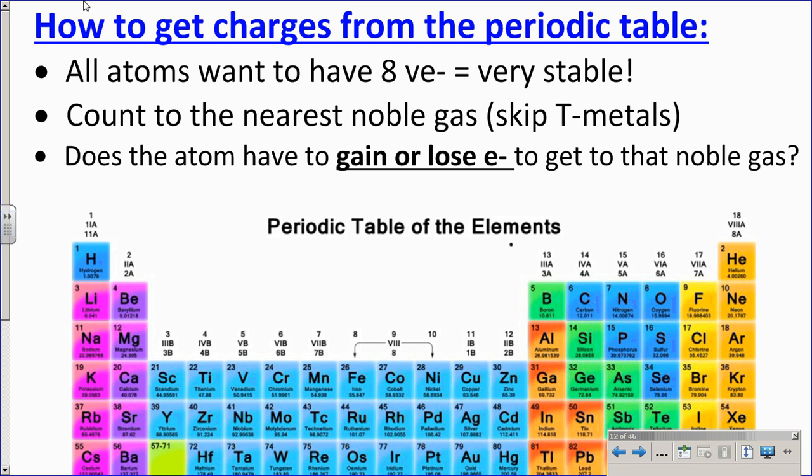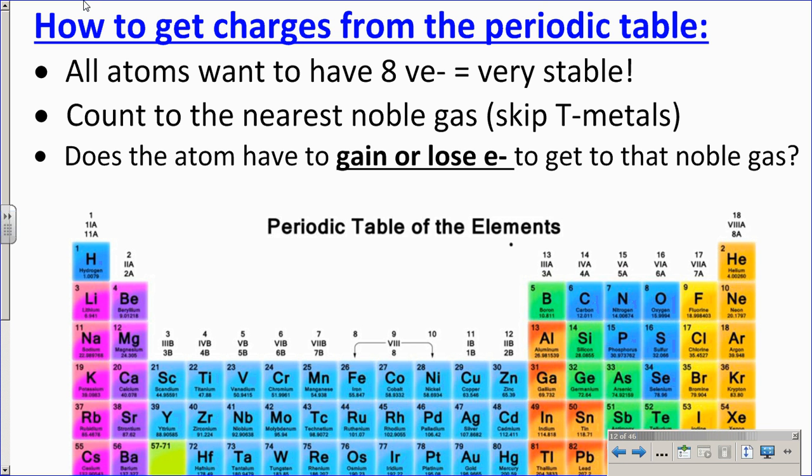-2. Fluorine. -1. Beryllium. +2. Potassium. +1. So everything in group 1 is +1, group 2 is +2, this group is +3, and then plus or minus 4, -3, -2, -1, 0.